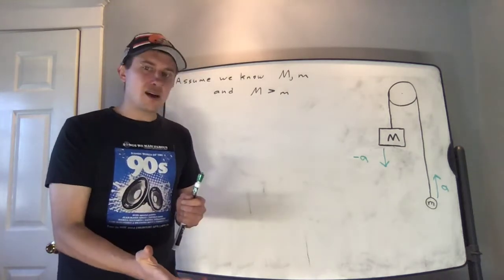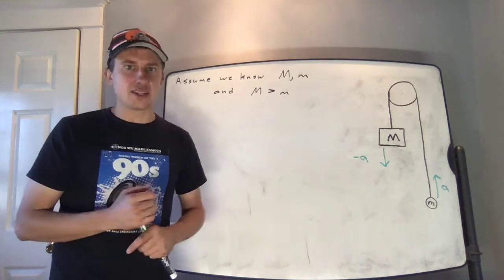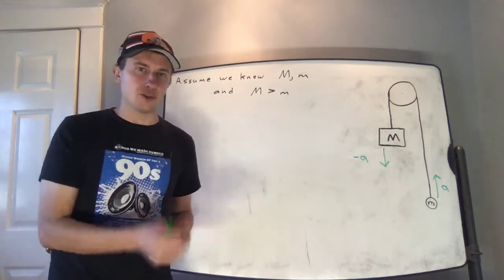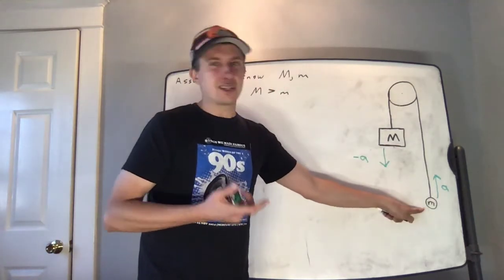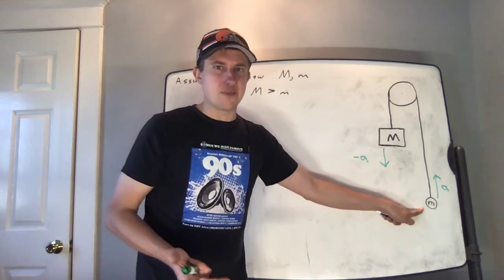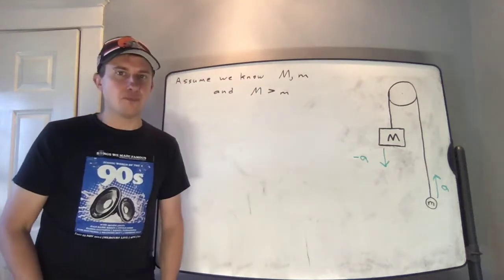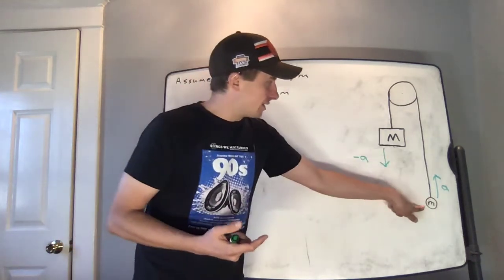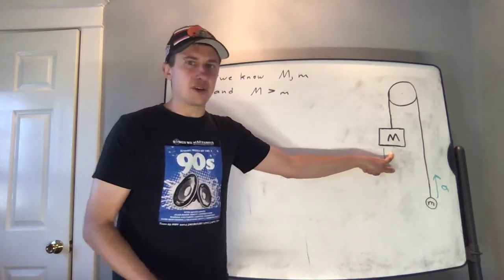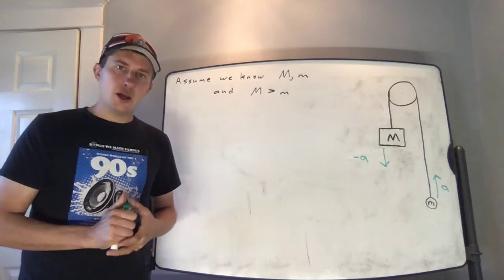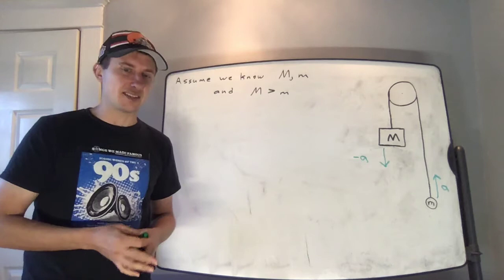The positions of these masses, the velocities of these masses, and as a consequence, the accelerations of these masses are coupled together. Whatever is happening to one of the masses, there must be something similar happening to the other mass, because the total length of this rope is going to be constant throughout this problem. So at whatever rate this small mass is accelerating upward, this large mass must be accelerating downward at the same rate.